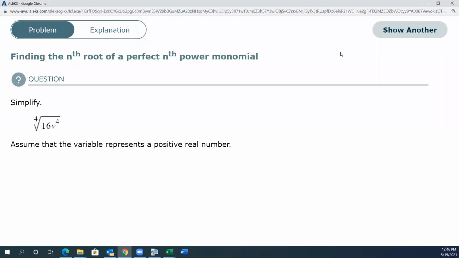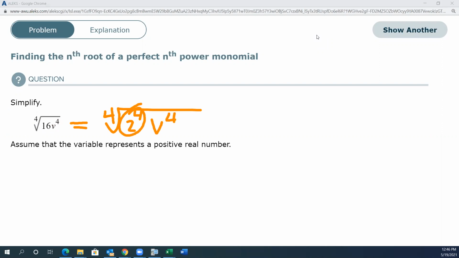All right, now we do it again, except now there's variables, which isn't a big deal, because the variables are the easier part, because it shows what the exponent is already. So that's kind of nice. So 16 is 2 to the 4th.